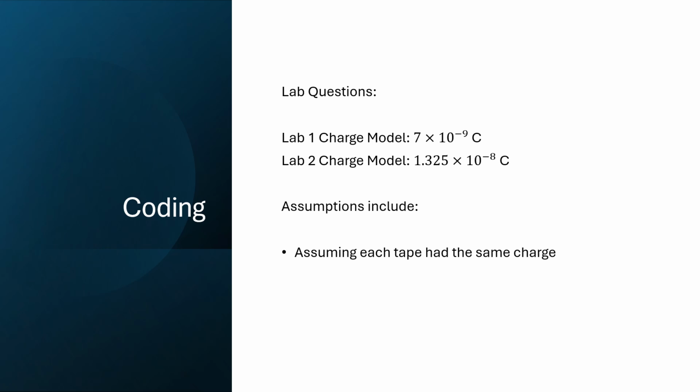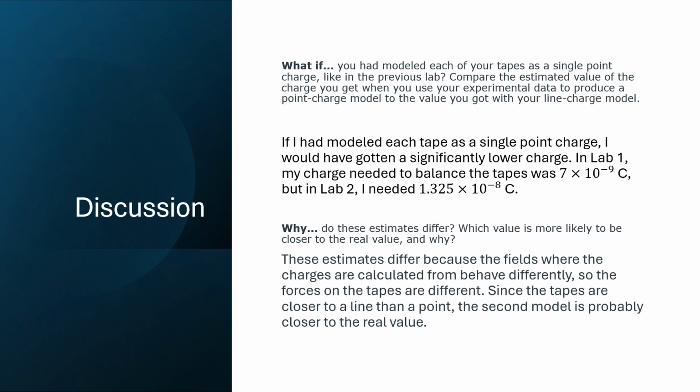So for Lab 1, I got a charge of 7 times 10 to the negative 9th coulombs. And for Lab 2, I got 1.325 times 10 to the negative 8th, where we are assuming each tape had the same charge. If I had modeled each of my tapes as a single point charge, I would have gotten a significantly lower charge. In Lab 1, I needed 7 times 10 to the negative 9th coulombs to balance the tapes, but in Lab 2, I needed 1.325 times 10 to the negative 8th.